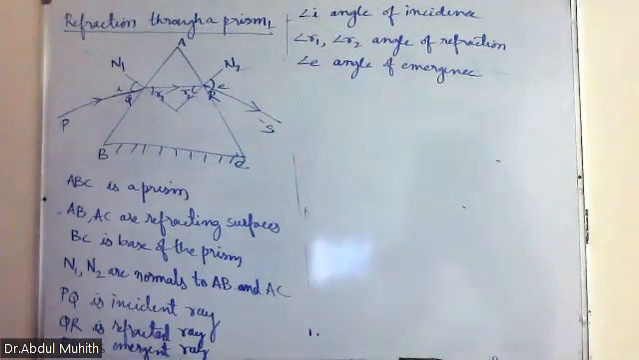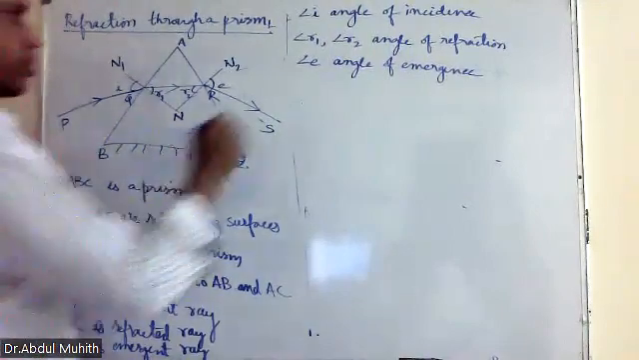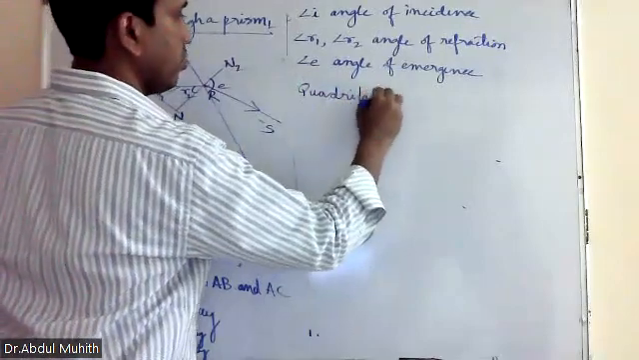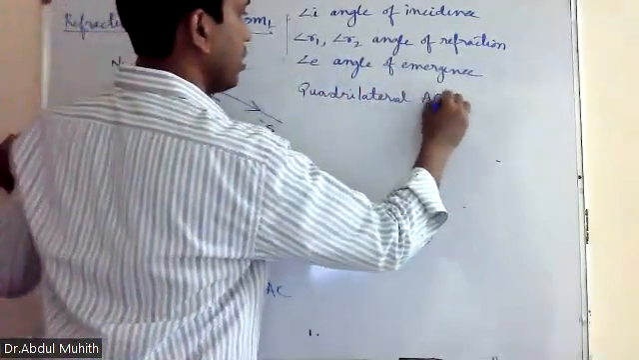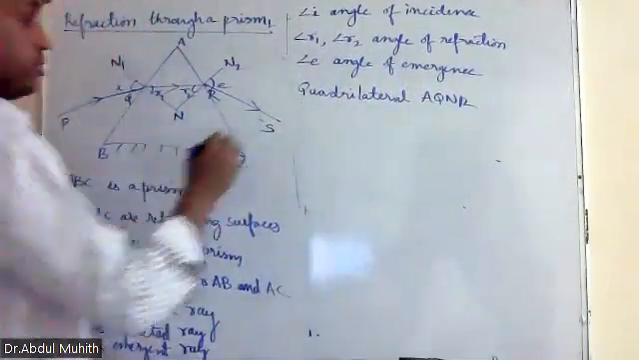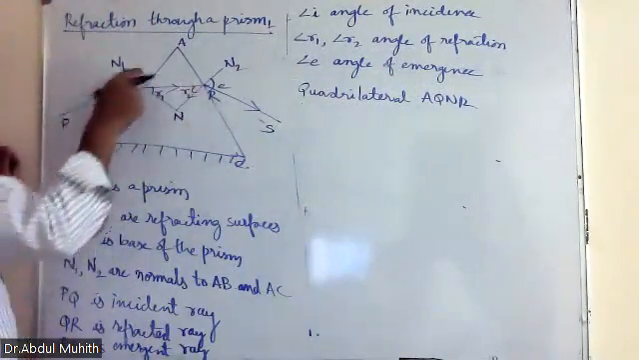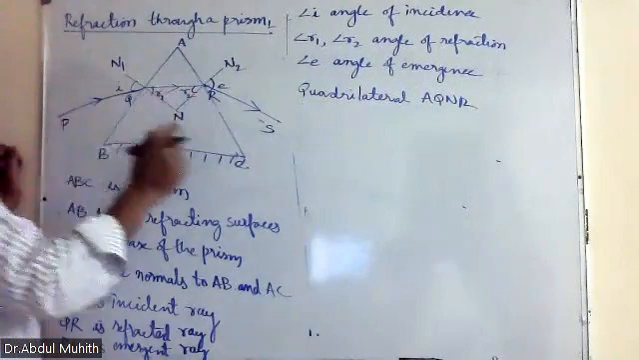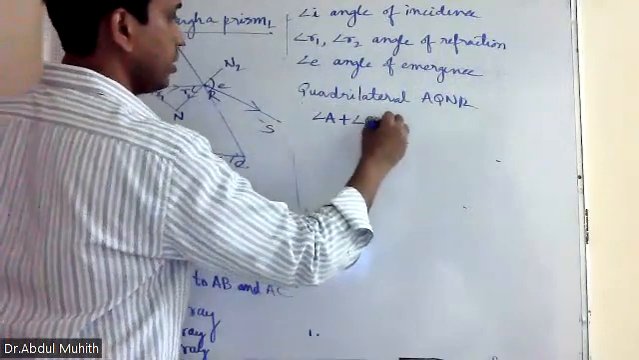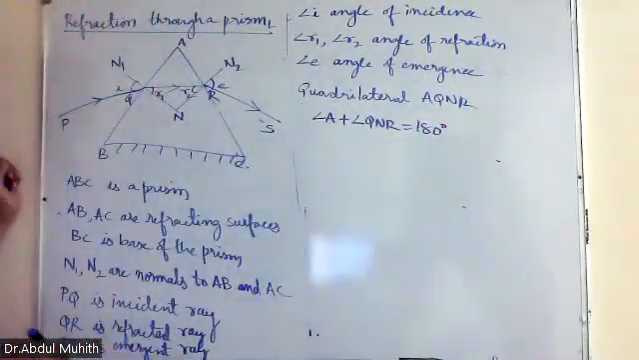Now, we have these two normals meeting at a point, so we have a quadrilateral. The sum of the angles in the quadrilateral AQNR is 360 degrees. These two angles are 90 degrees, because the normal and the surface make 90 degrees. So angle A plus angle QNR is equal to how much? 180 degrees.